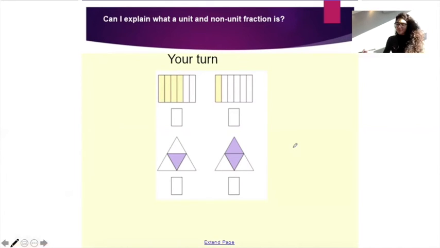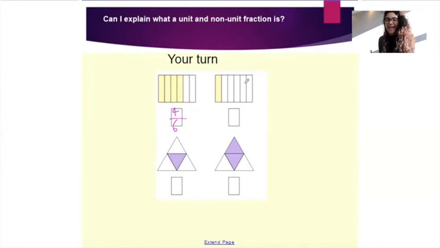Let's see if you got the same as me. So for the first one, I would say that 1, 2, 3, 4 out of 1, 2, 3, 4, 5, 6. 4 out of 6 has been shaded there. You'll have to forgive the fact that I've written outside of the boxes. It's far too small for Miss Gulzar.